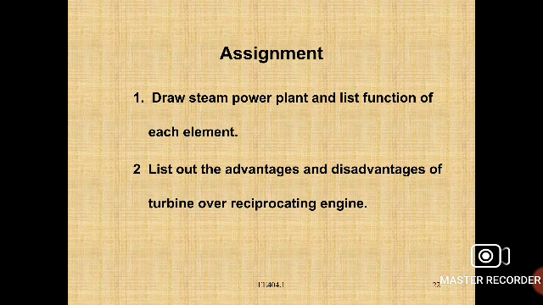Draw a steam power plant and list the functions of each part. Already we have discussed that in the last class. And next, list out the advantages and disadvantages of turbine over reciprocating engine. Right, so these are our questions.